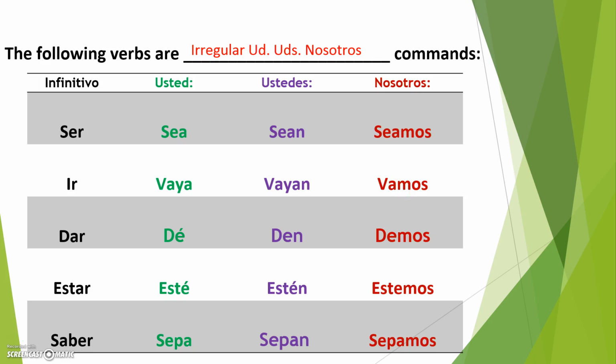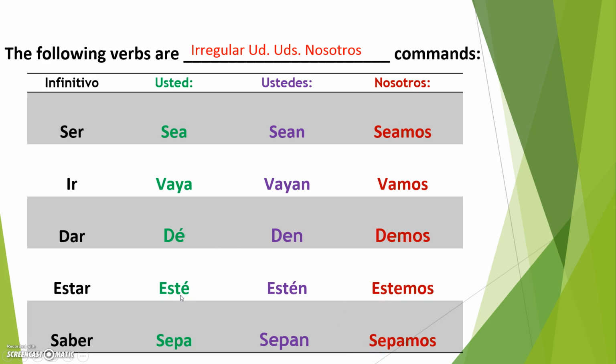Dar. Dar is going to go to dé con acento. Think about why that has to have an acento on it. The word de sin acento significa of or from. So I have to add an acento aquí to show the difference. Den, no acento. Demos, no acento. Estar goes to esté con acento y estén con acento. Estemos, no acento.